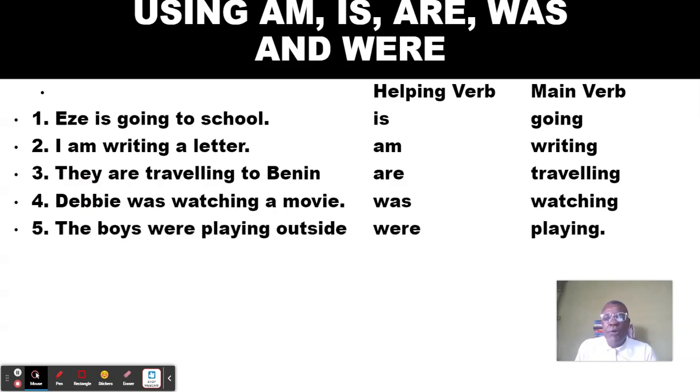Number 5, the boys were playing outside. The helping verb is were, and the main verb is playing. So you can see how the helping verb combines with the main verb to convey the intended meaning. And together, the helping verb and the main verb constitute what we call the verb phrase, okay?